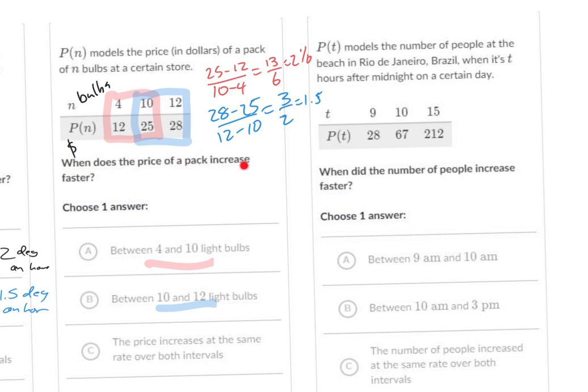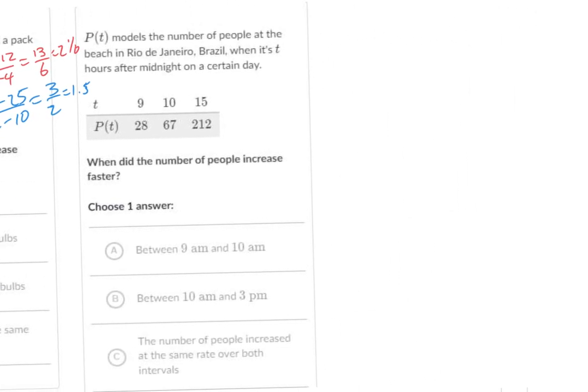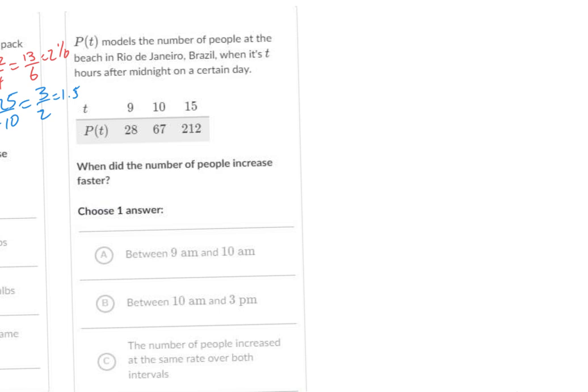When does the price of a pack increase faster? Well, it's increasing a lot more here, because it's increasing by 2 and 1/6. Over on this interval, it's only increasing by 1.5. So once again, the answer is A. All right, so we've done 2 examples. I want you to try this last one on your own, and then just unpause the video when you're ready to check your work.